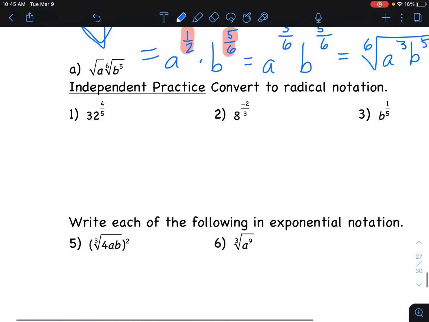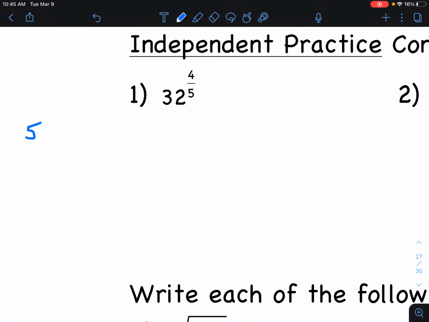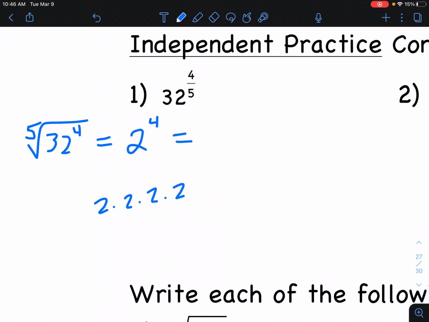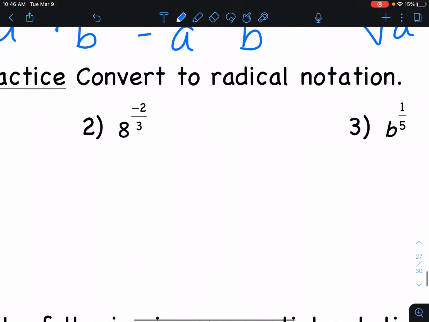So our goal here is going to be to convert to radical notation. So that would be the 5th root of 32 to the power of 4. What we can do is do the 5th root of 32. The 5th root of 32 is 2. Carry over the power of 4. And then 2 times 2 times 2 times 2 is 16. So the answer is 16 after simplifying. So here is converting to a radical, and then we went further and simplified. Even though it didn't say simplify, we still did it anyway.